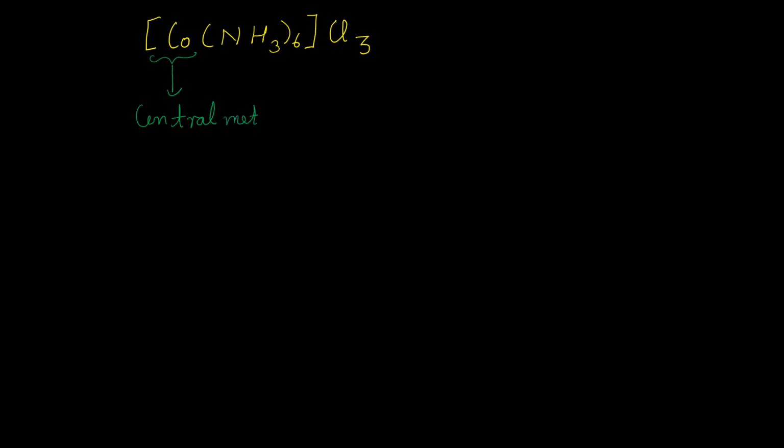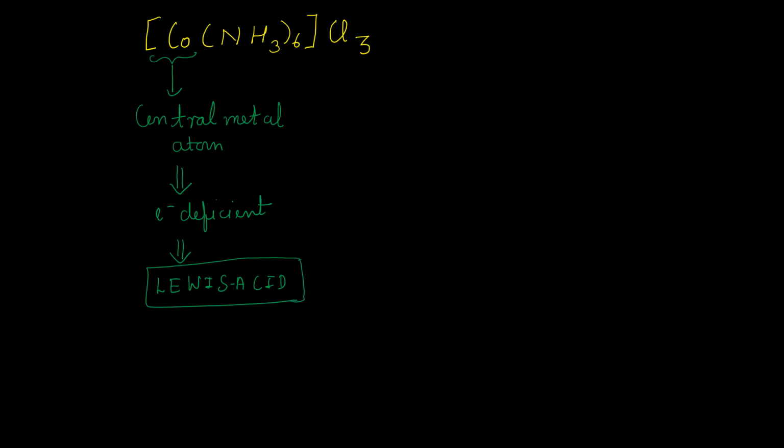And cobalt is a metal which belongs to the transition series. So the central metal atom is cobalt. Now since it is the central atom, and in this case it has a +3 charge, that I will tell you later on how it is in +3 state. So this has +3 charge, it means it is electron deficient. Since it is electron deficient, it will behave as a Lewis acid. So always keep this in mind that the central atom behaves as a Lewis acid.